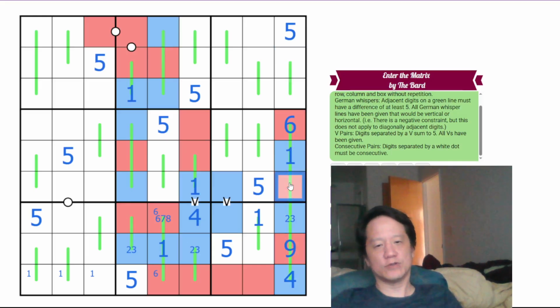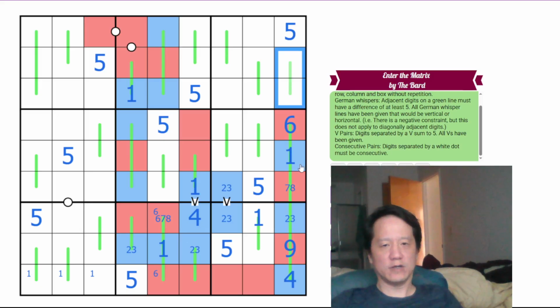Therefore, this is 2 and 3. This is 7 or 8 here. This is 2 and 3. This is 2 and 3. So 7 and 8 has to be here with 2 and 3. Okay, so that was the bad assumption here. Anyways, this could be 6, 7, or 8.